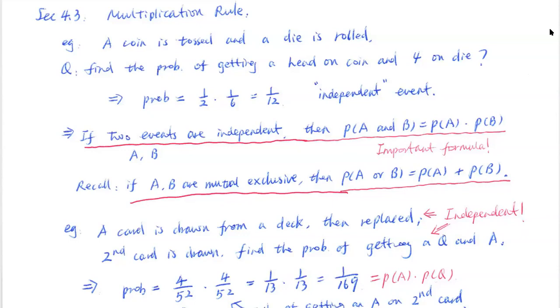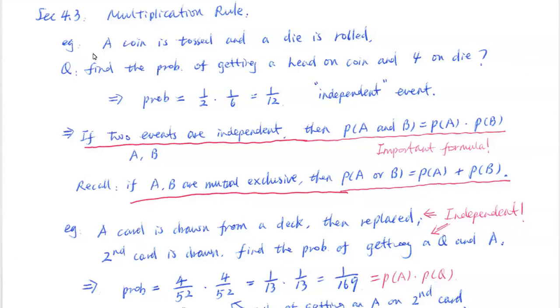So section 4.3, we are going to study a new situation, a new rule, which we call the multiplication rule. Previously was the addition rule. So what's happening here is, from the meaning, multiplication. When is this happening? Let's use an example to explain how this rule works.